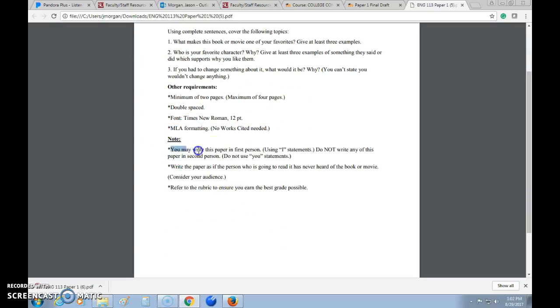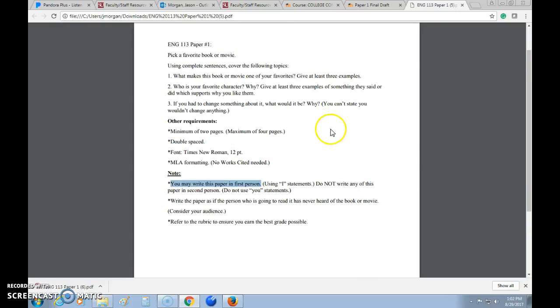Now, note, you may write this paper in first person using I statements. For example, I really liked Star Wars because it was a movie that influenced me as a young child. Do not write any of this in second person. You really liked The Fast and the Furious because of all the action. If you write that in your paper, wait a minute. You're telling the audience, the person reading it, me, that I really liked the movie if you use a you statement. You don't know that I've even seen the movie. You don't know whether I liked it or not. Or you really liked it when they did. You don't know what I liked and what I don't like, so don't use you. Use I statements.